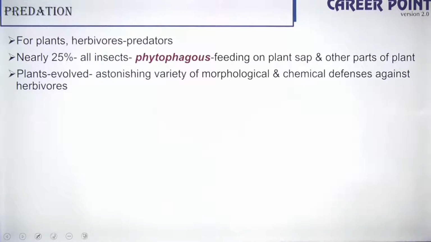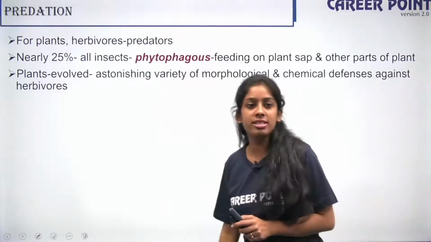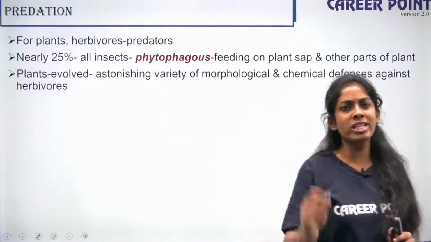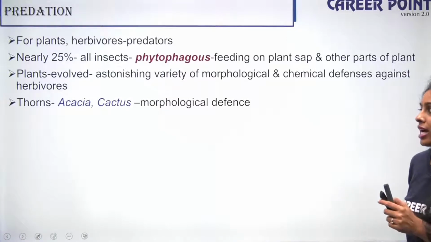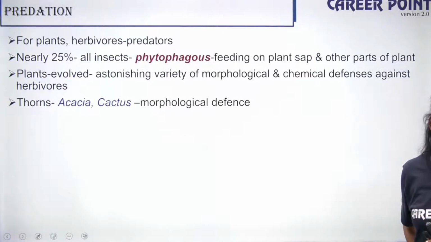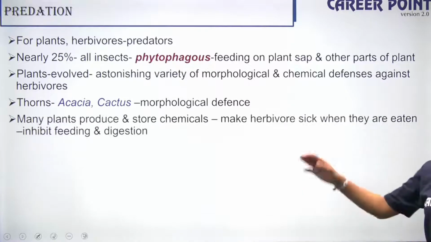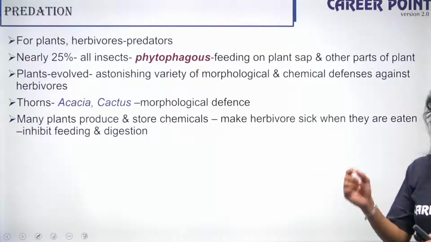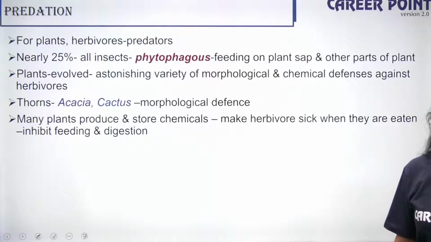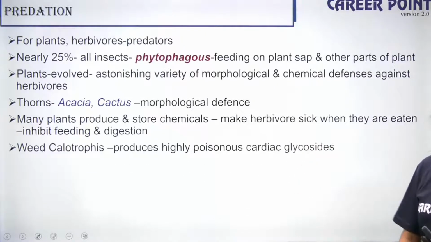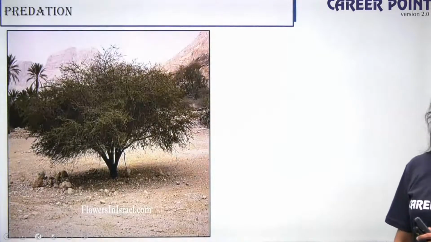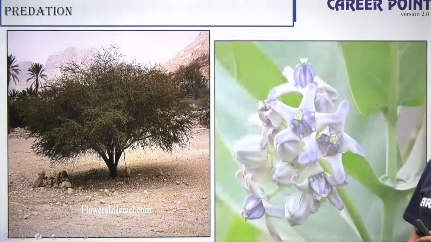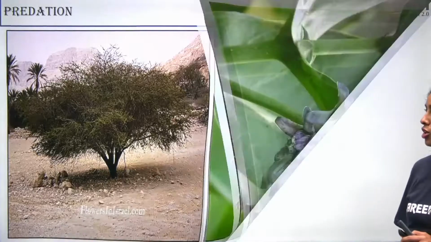Plants have evolved an astonishing variety of morphological and chemical defenses against herbivores. We spoke about one weed called calotropis. For example, thorns like acacia and cactus show morphological defenses. Apart from that, we also spoke about your calotropis plant, the milkweed plant, which produces highly poisonous cardiac glycosides, right? I showed you the thorn plants, acacia and cactus. Apart from that, you have your calotropis. So this is your calotropis.